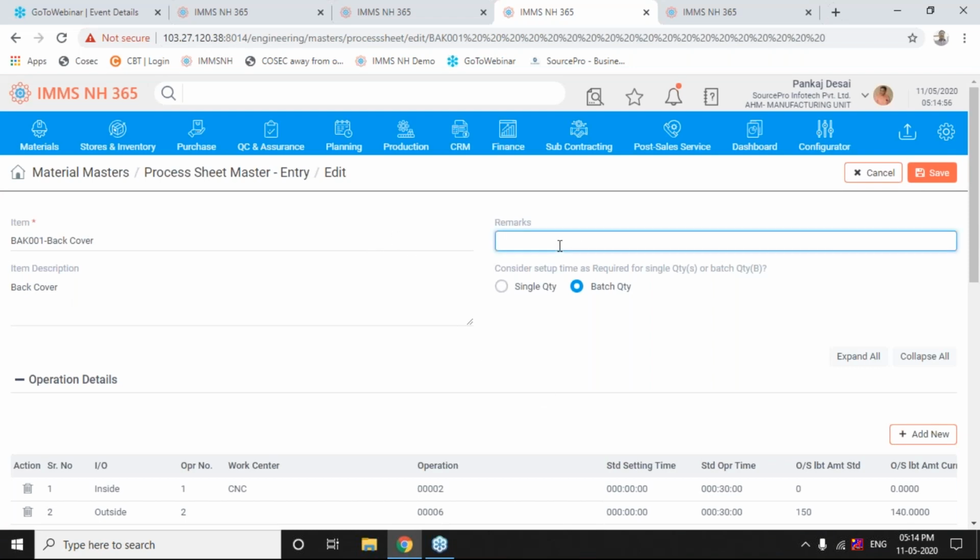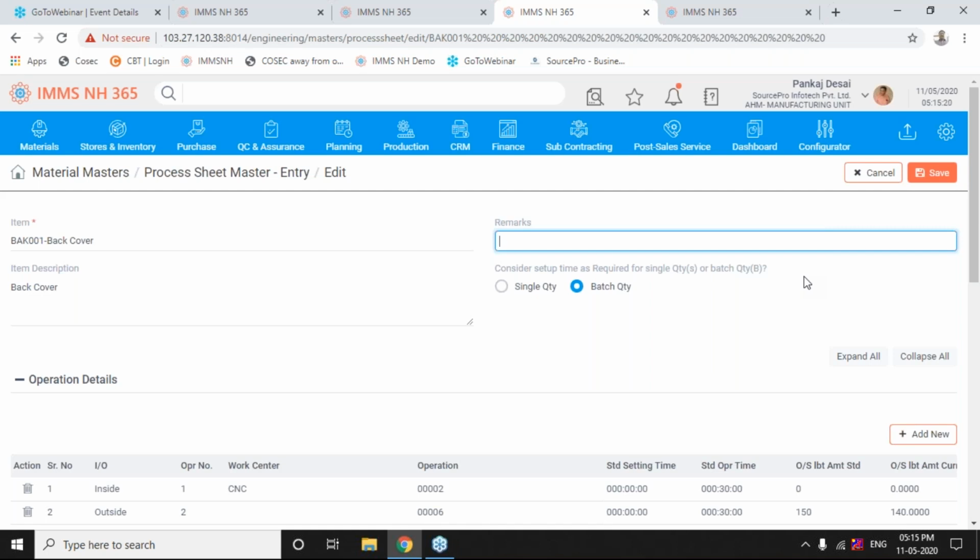You can put any remark that you think, but this is very important where I am moving the cursor, this is very important. Consider setup time as required for single quantity or batch quantity. Please pay attention to this. As I said, these are certain unique features that our system offers, and all of us should be aware of it.